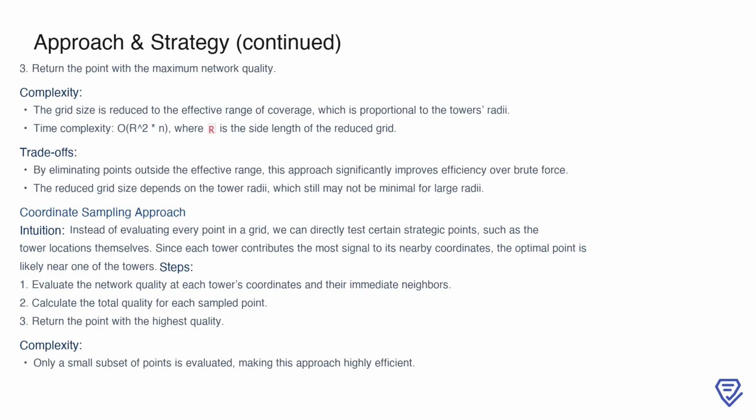This method is much more efficient because the grid size is proportional to the tower's radii, reducing the computational cost to R²*n, where R is the side length of the reduced grid. However, the efficiency of this approach depends on the size of the tower radii, which can still result in a relatively large grid for high radius values.